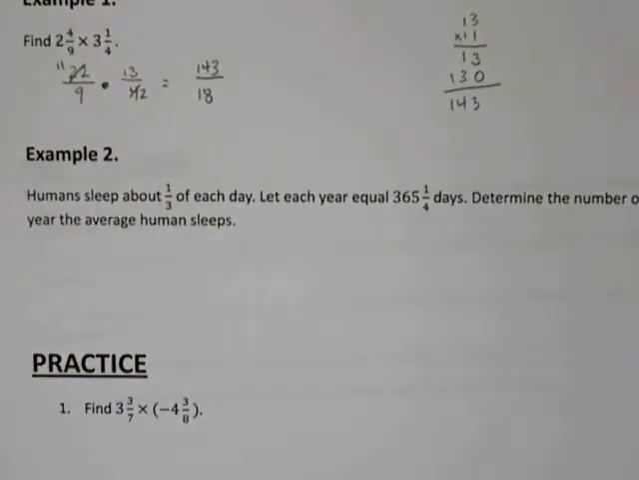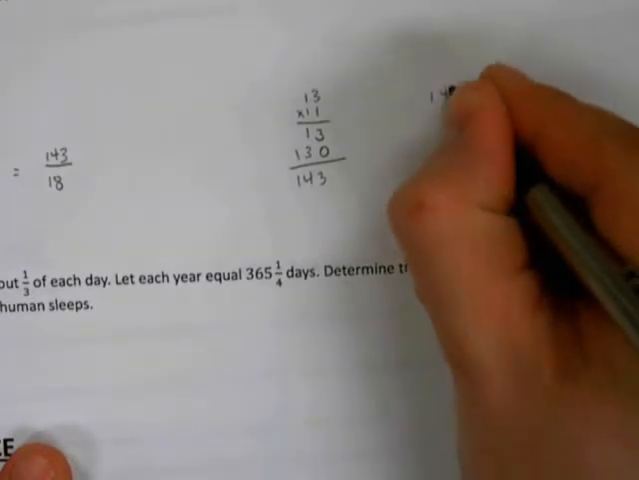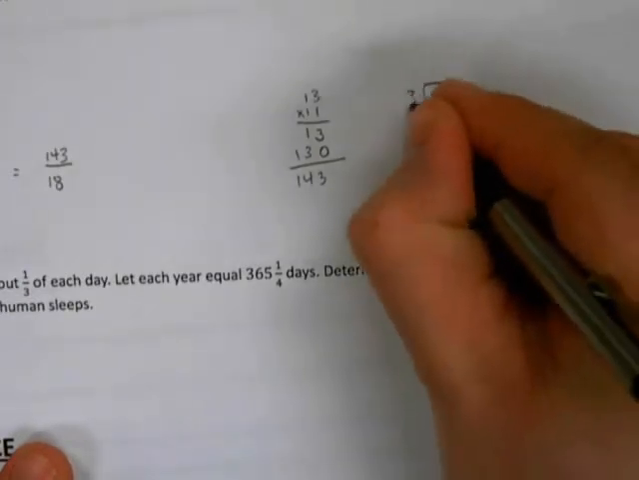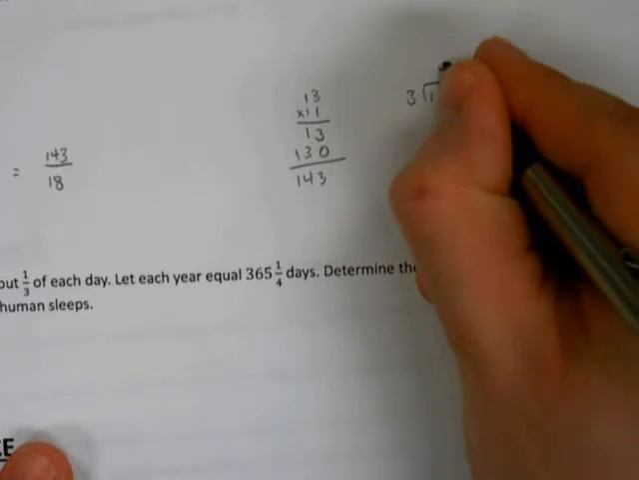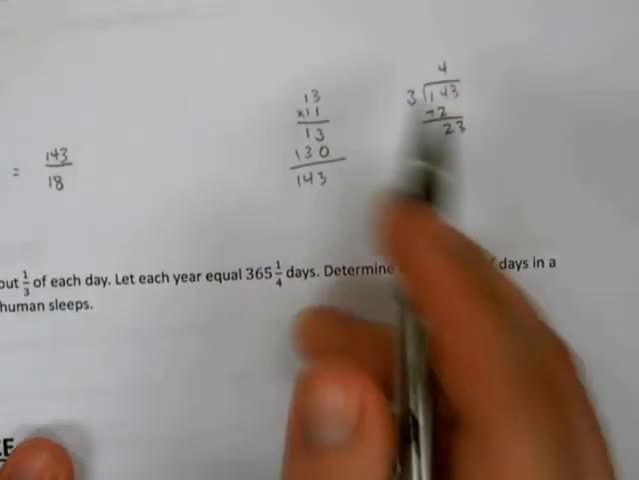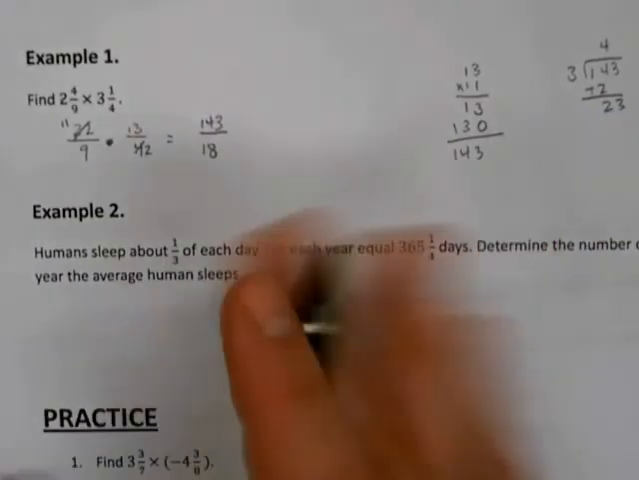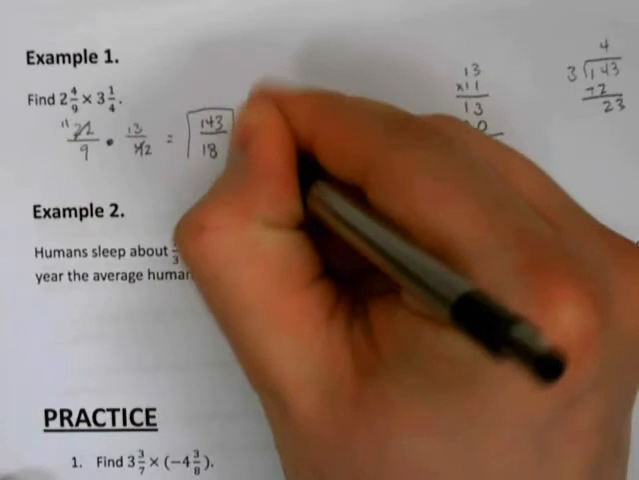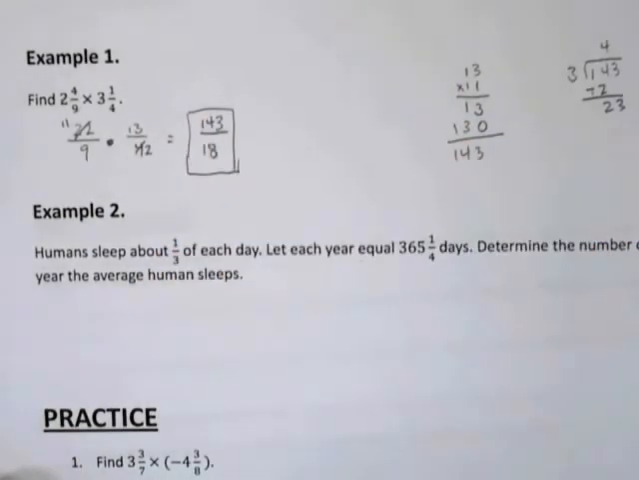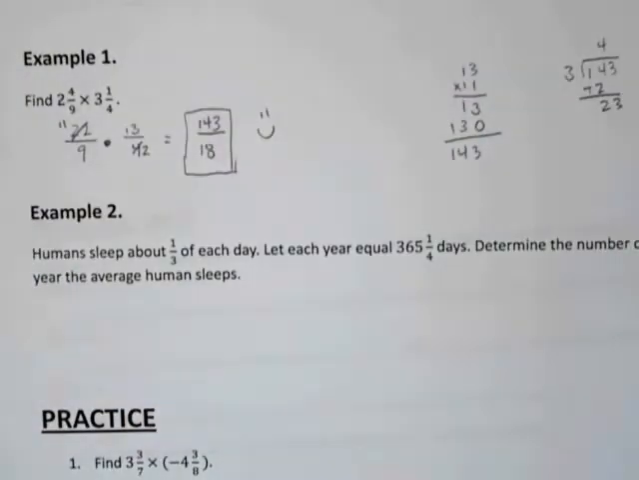And you know what? I'm not sure exactly if 3 will go into 143, but let's go ahead and check it out. So I'm going to divide 143 by 3, and we get 4 here to be 12, minus out we get 2, 23, and we know that 3 isn't going to go into 23. So I think this is actually 143 over 18. I think that is completely simplified. So we can box that answer right there and say, yay for us, we've found the answer.